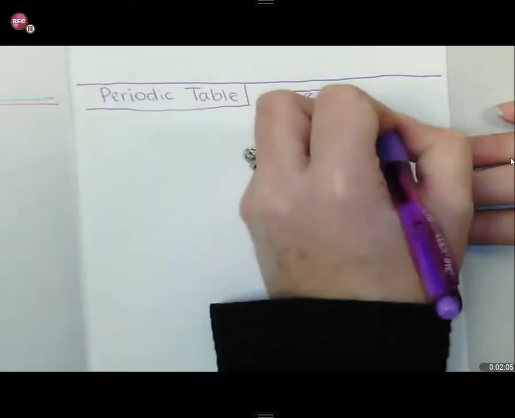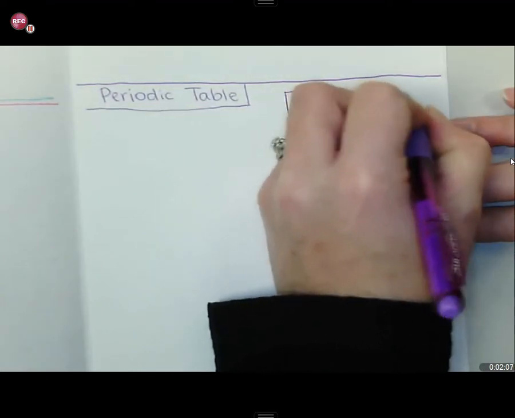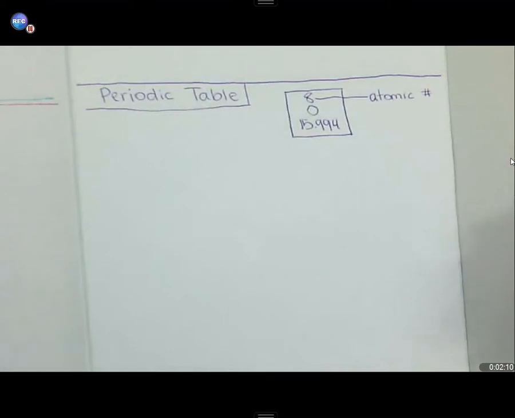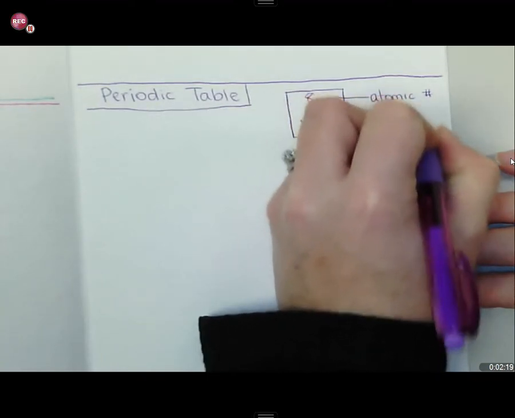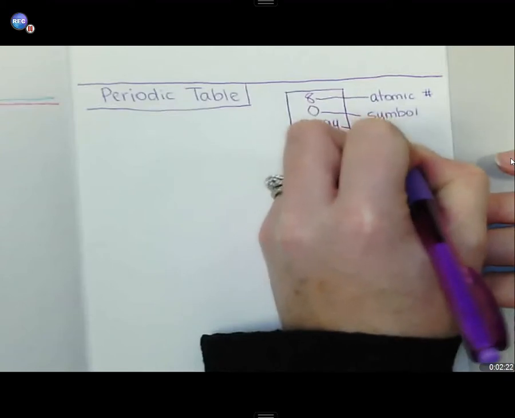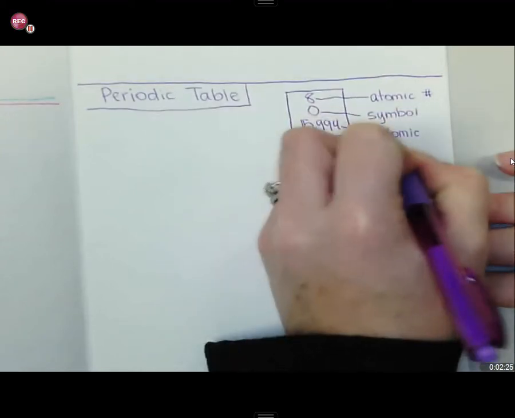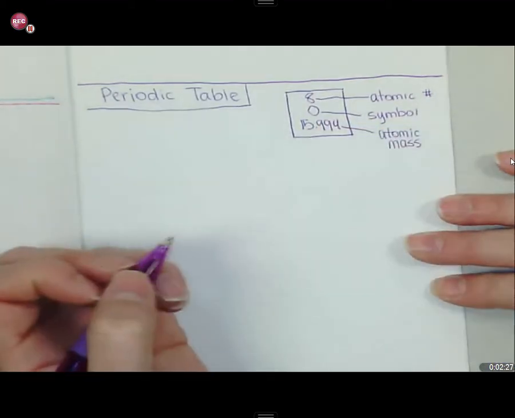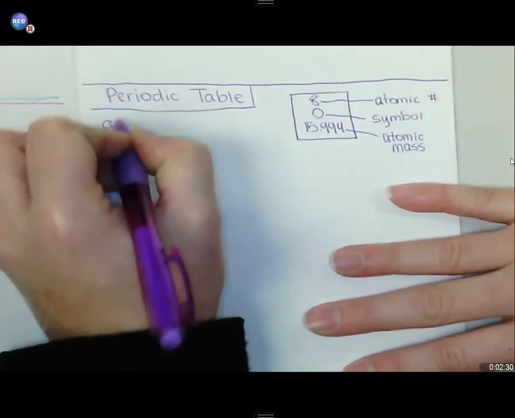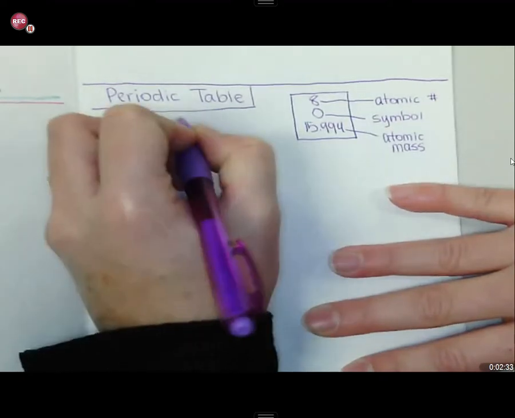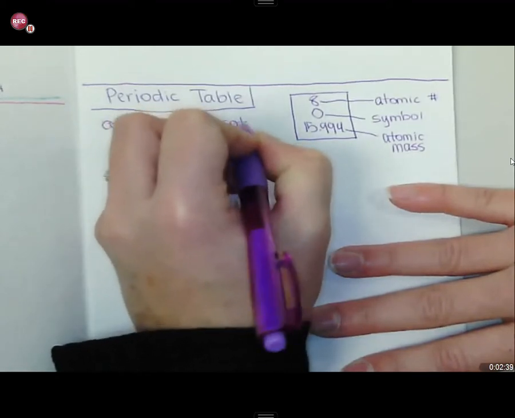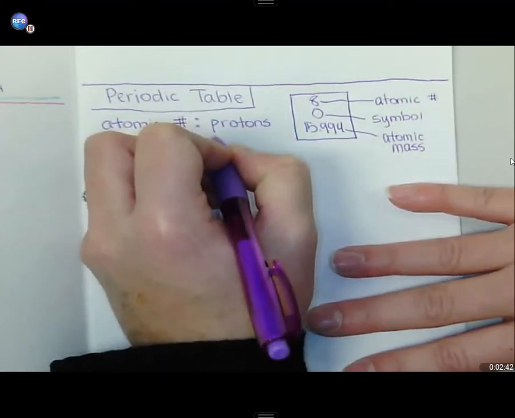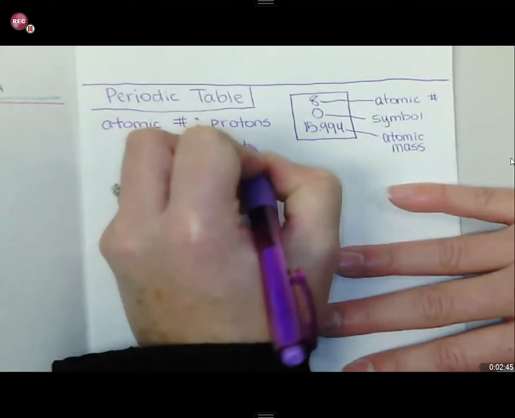So this right here is your atomic number. This is your element symbol. And this is your atomic mass. Now, the atomic number gives you your protons and electrons. It gives you the number of protons and electrons.